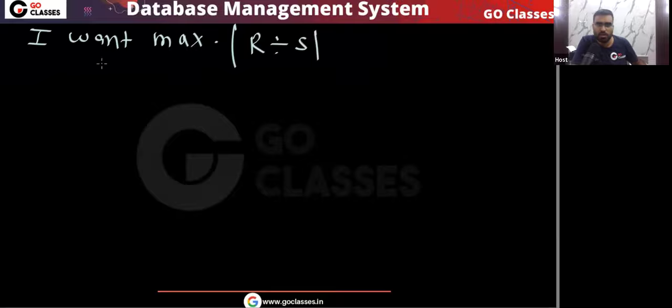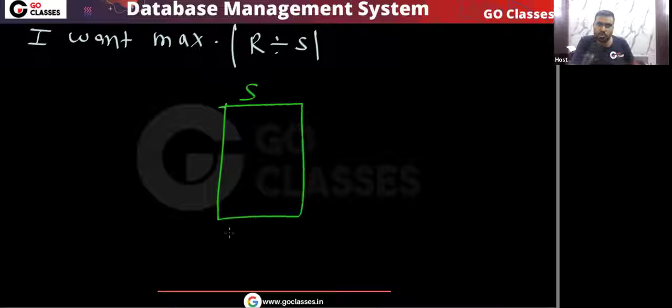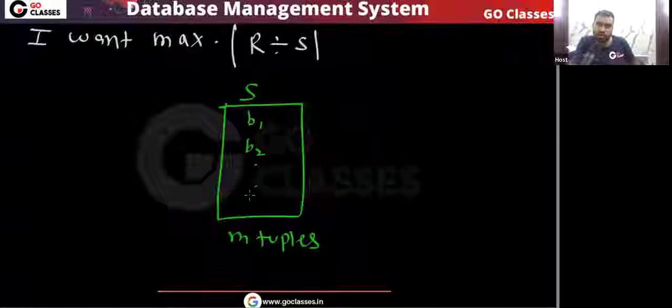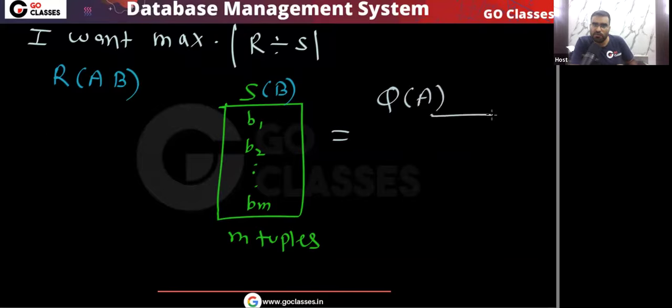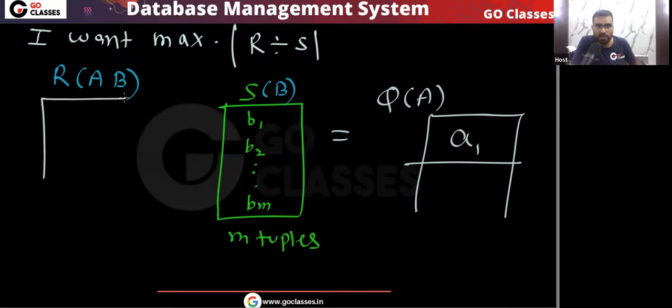Now let's assume that in this S, I have a total of M tuples: B1, B2, and so on, BM. And in this R, I have A, B. So in this R, you just tell me one thing. If one value comes here, then how many tuples should come here at least? For every value here, at least how many tuples should be there in this table R?